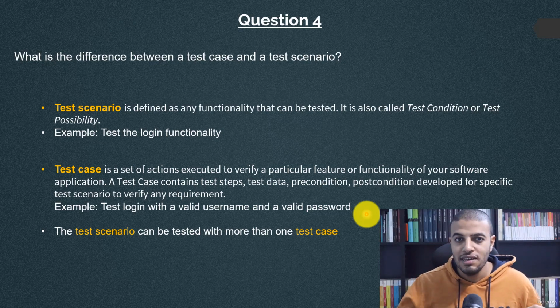When you execute the test case, if the actual result is like the expected result, this test case is passed. If the actual result is different from the expected result, this test case is failed. If you are not able to execute the test case because, for example, it depends on another test case which has failed, in this case, this test case is blocked. If the test case is failed, we begin to write the defect report, and this defect report goes through the defect life cycle, which we explained in the previous question.